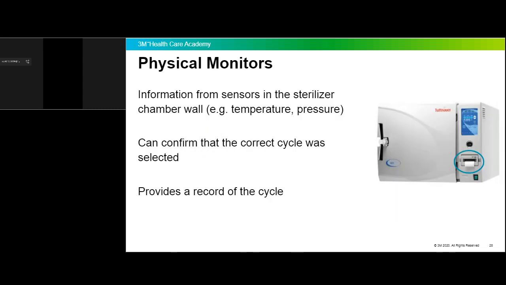So let's dig in a little bit, talking about physical monitors first. By that we mean the way that the onboard sensors in the sterilizer are communicated to you, the user. So there might be sensors looking at temperature and pressure in the chamber that are provided on a printout, and they help confirm that the correct cycle was selected, and they also provide a record that you ran the correct cycle.